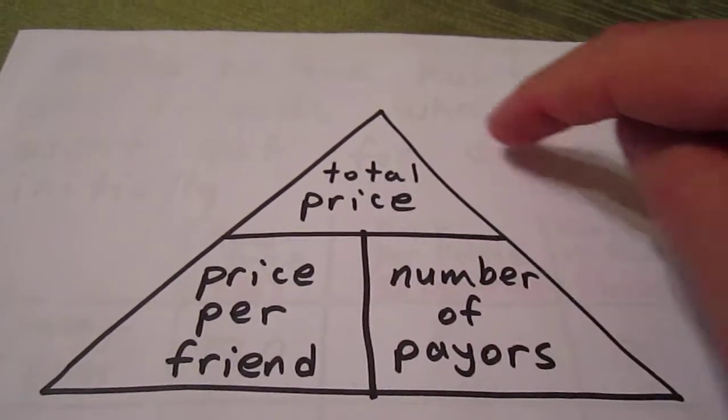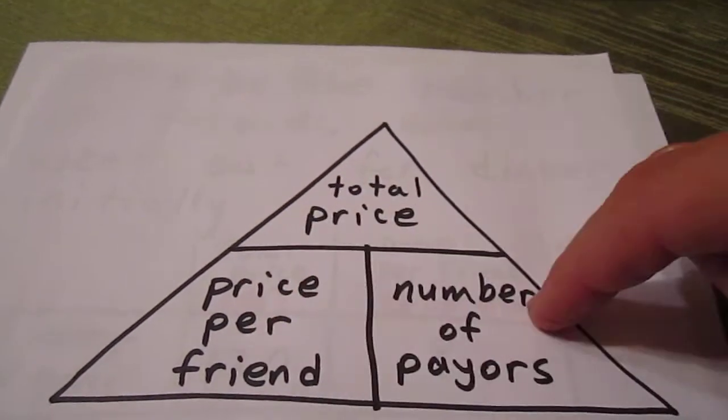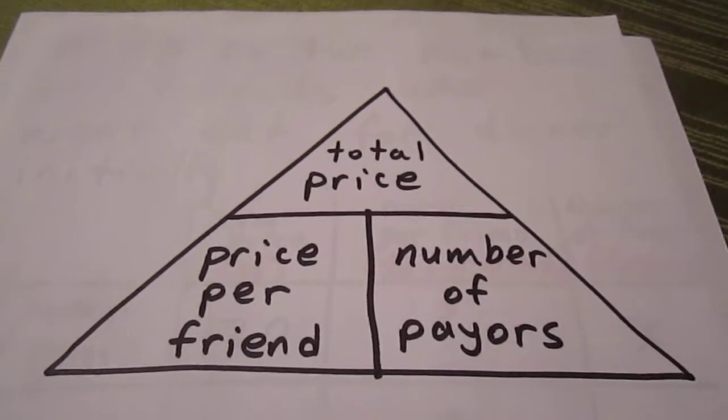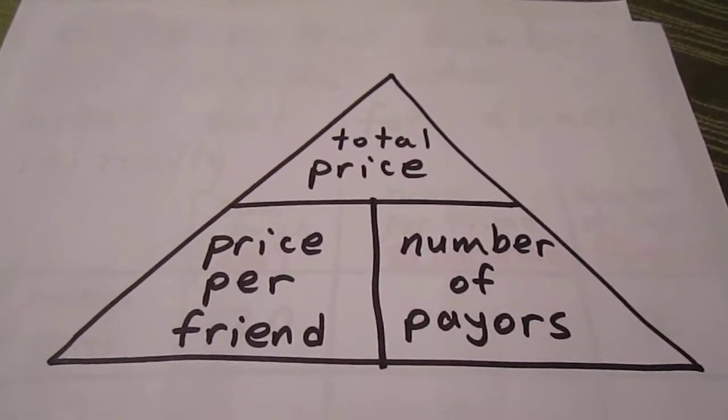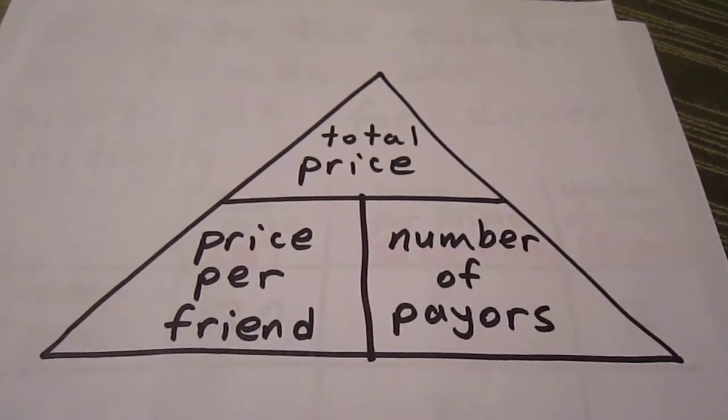And similarly, we should be able to rearrange the equation to say that the total price is equal to the price per friend times the number of people who paid. Having said that, I do like the visual. The visual does help me to answer this question, so we'll use the pyramid in this solution.